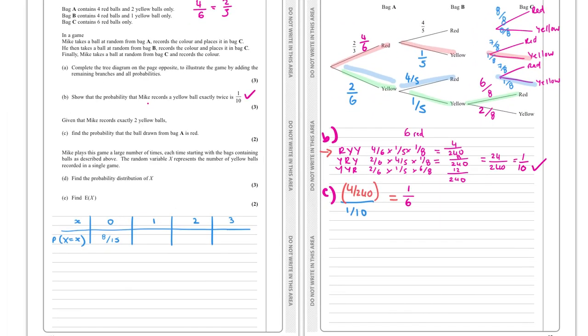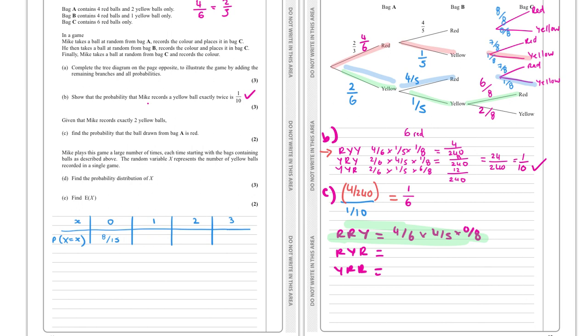So what's the probability of getting 1? Now the probability of having exactly 1 yellow, again, so we could do red, red, yellow, red, yellow, red, yellow, red, red. Okay, so red, red, yellow, 4 over 6 times 4 over 5. Oh, we can't even do red, red, yellow, because then this is 0 out of 8. So there's no such thing as red, red, yellow. Okay, so that's something that we've figured out. Brilliant.